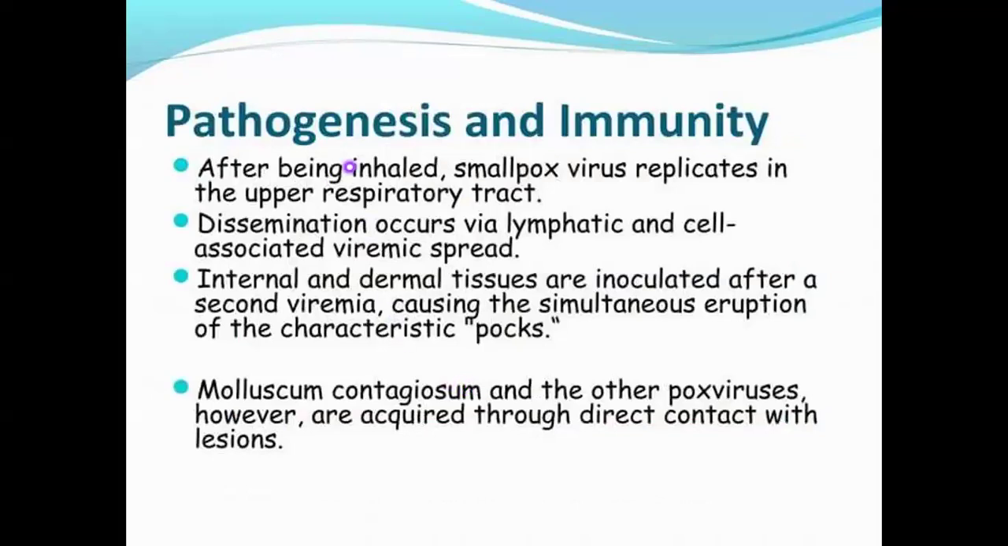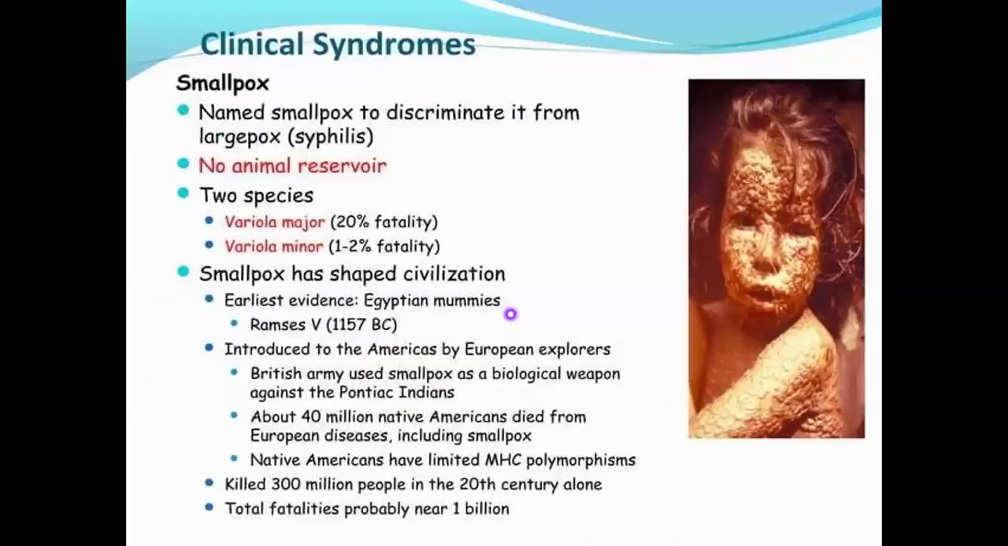Pathogenesis. After being inhaled, smallpox replicates in the upper respiratory tract. Dissemination occurs via lymphatic and cell-associated viremic spread. Internal and dermal tissues are inoculated after a second viremia, causing the simultaneous eruption of characteristic pox. Okay, so I'm going to show you a picture. These ones, can you see them?